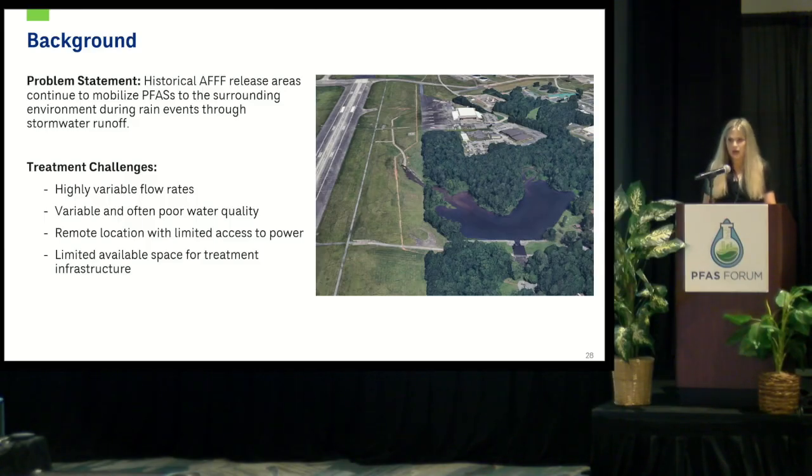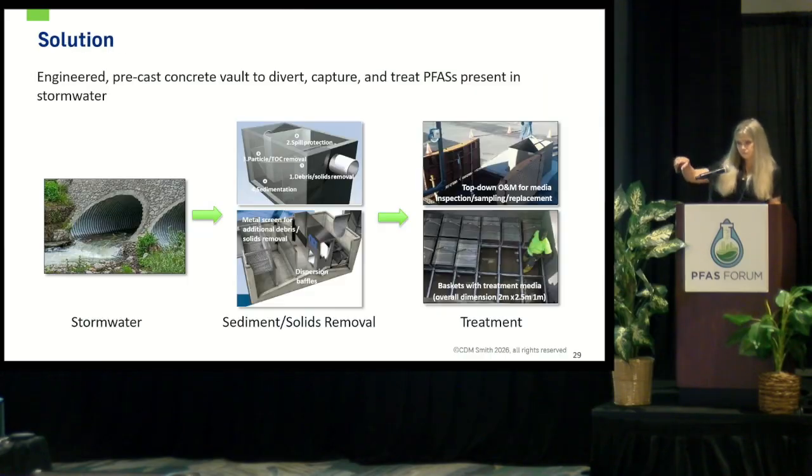Stormwater flow rates are highly variable and directly tied to rainfall. Water quality is often poor and inconsistent, and stormwater management features are frequently located in remote areas of the property with limited access to power. So to address these challenges, we determined that an engineered precast concrete vault system capable of passively diverting, capturing, and treating stormwater runoff would be the most practical solution.